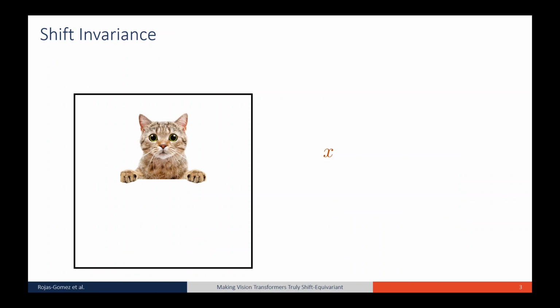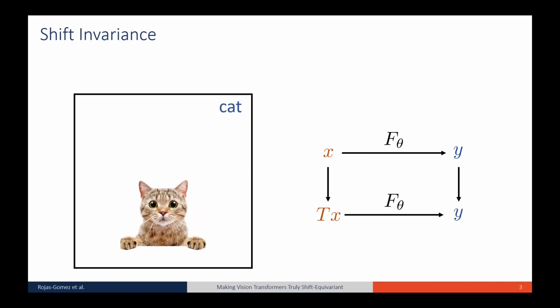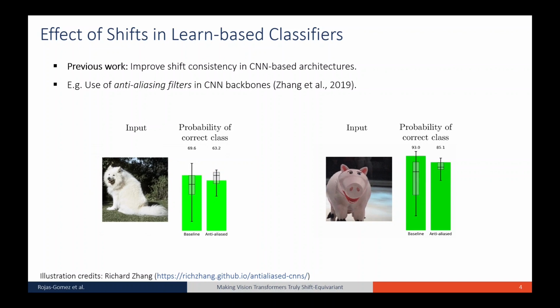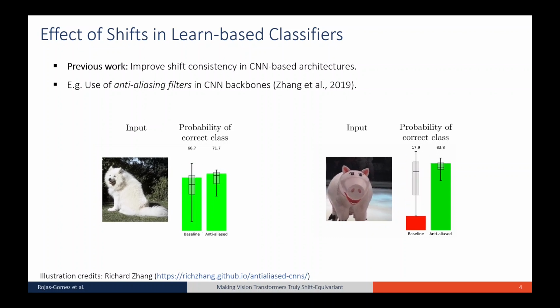Similarly, for classification, given an input image, its class is predicted by a function f. Ideally, shifting the input shouldn't change the prediction, since the image depicts the same object. This is known as shift-invariance. Despite the use of convolutional layers, known to be shift-equivariant, recent work has shown these models do not preserve such property. In fact, small input shifts affect their predictions even when using anti-aliasing layers.